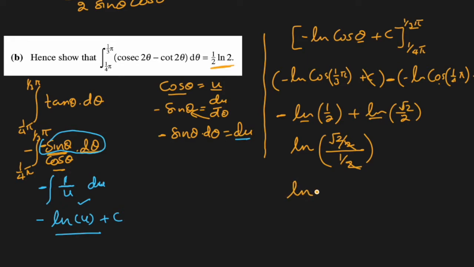So we are left with this, but it is not matching here. So what we can do, we can write this as 2 to the power 1/2, and in logs, whatever is the exponent of the content of natural log can become the coefficient, which is half ln 2, and that's what they're asking us to show.